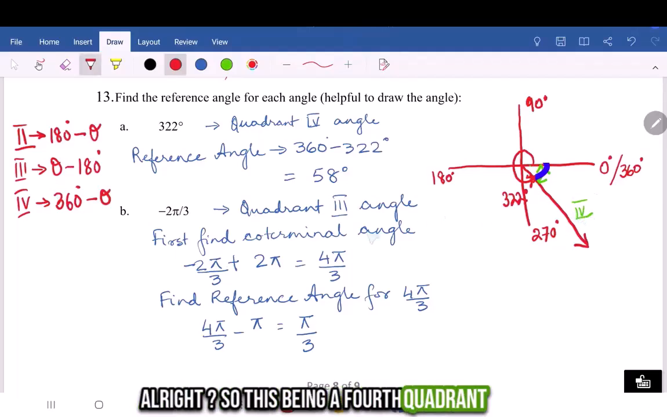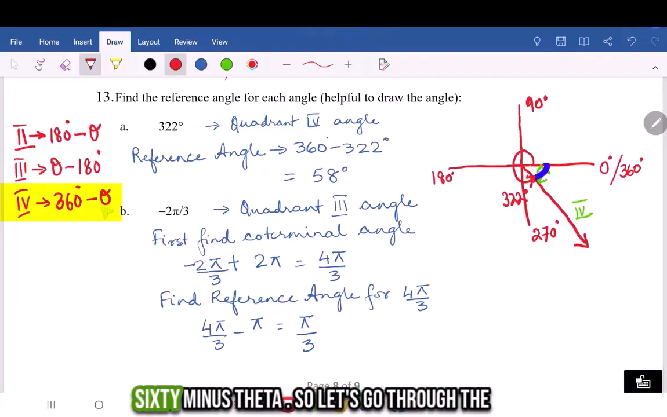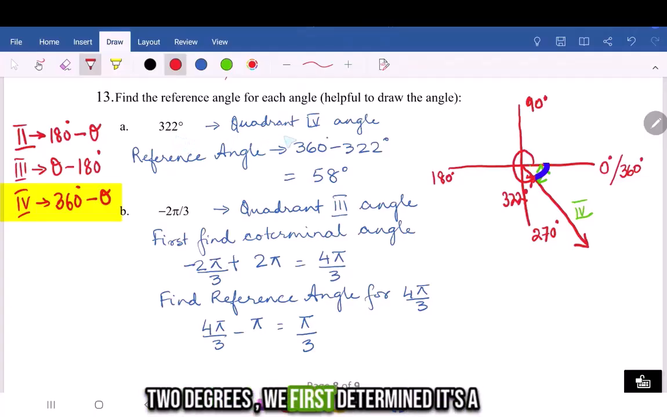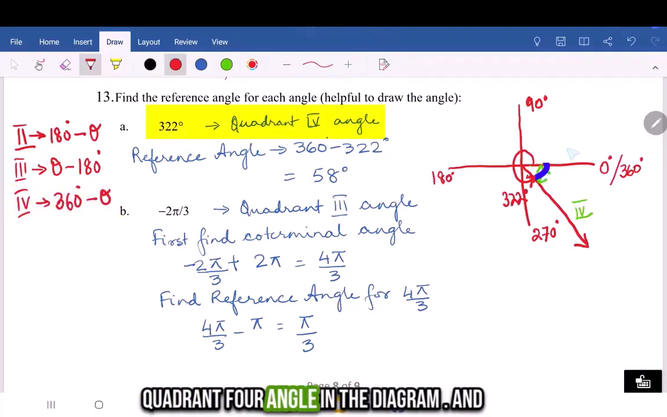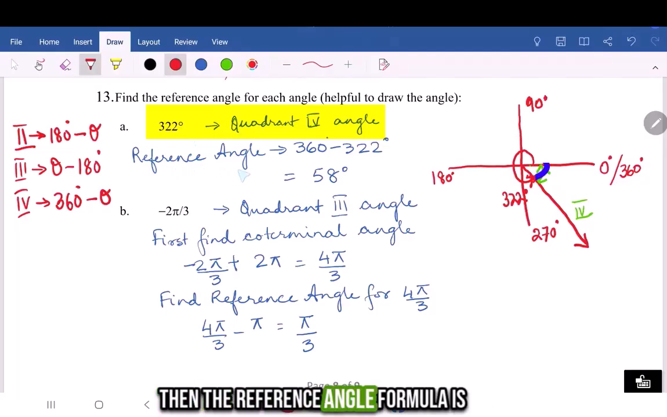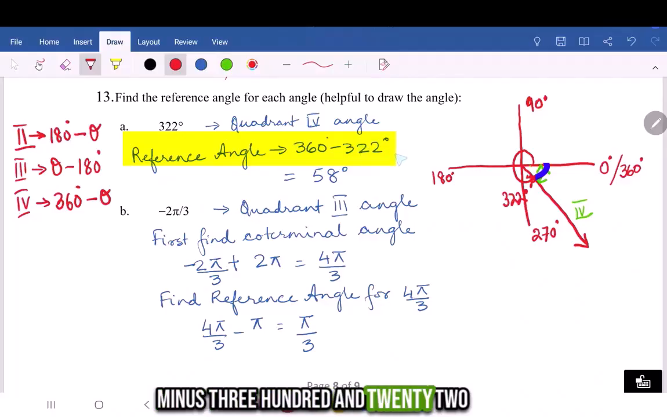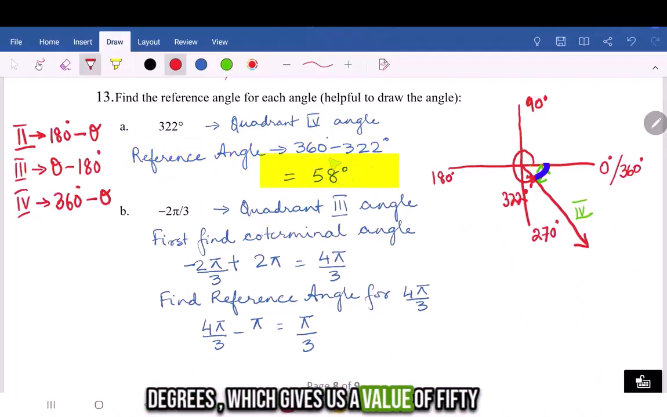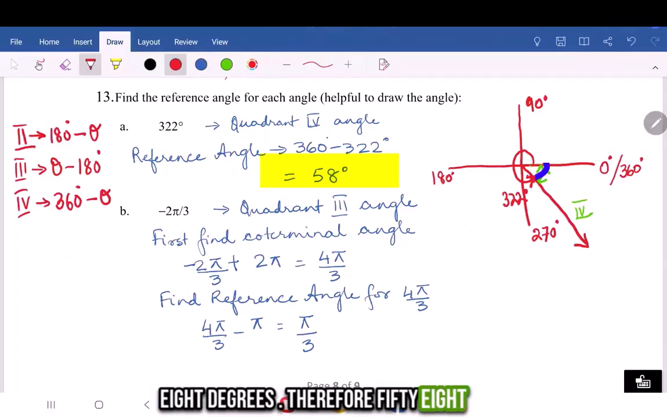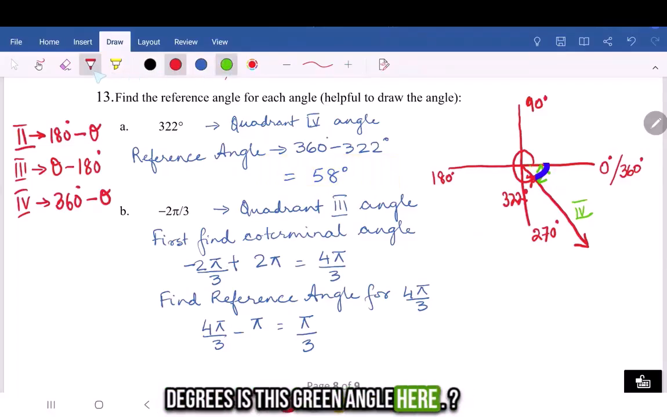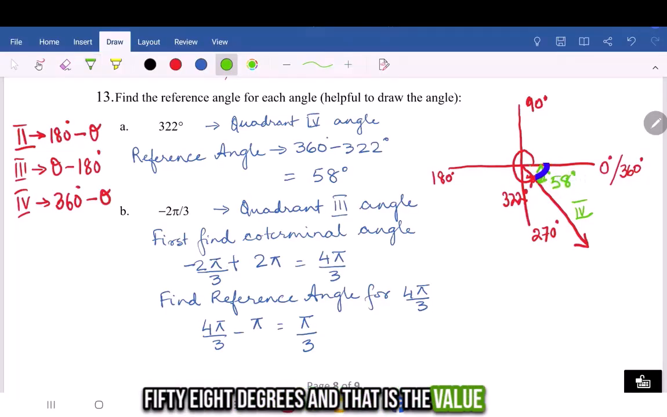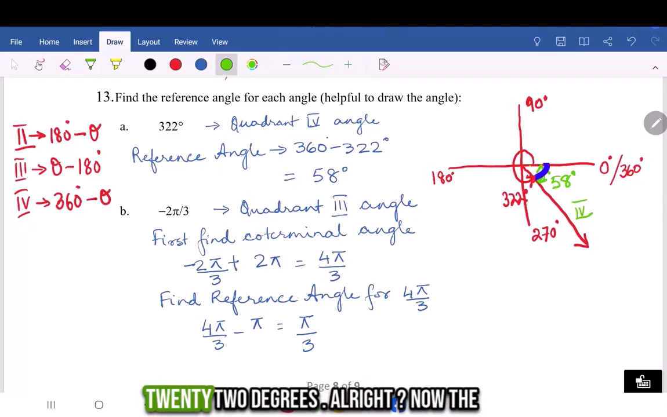All right. So this being a fourth quadrant angle, the formula we'll need is 360 minus theta. Let's go through the steps here. 322 degrees, we first determined it's a quadrant 4 angle in the diagram. And then the reference angle formula is 360 minus theta. So 360 minus 322 degrees, which gives us a value of 58 degrees. Therefore, 58 degrees is this green angle here between the positive x-axis and the terminal side. So this angle measure is 58 degrees, and that is the value of the reference angle of the 322 degrees.